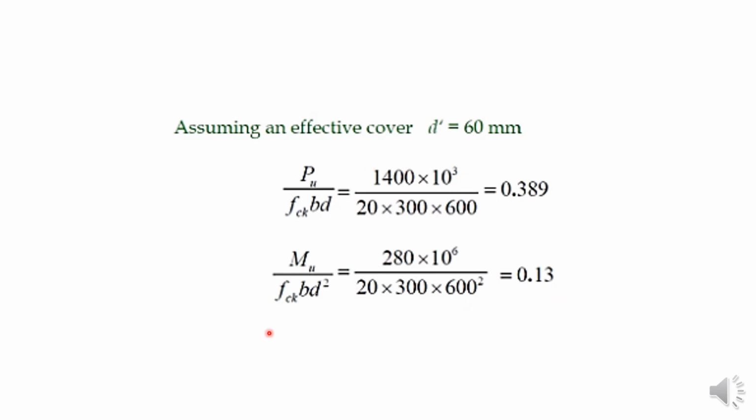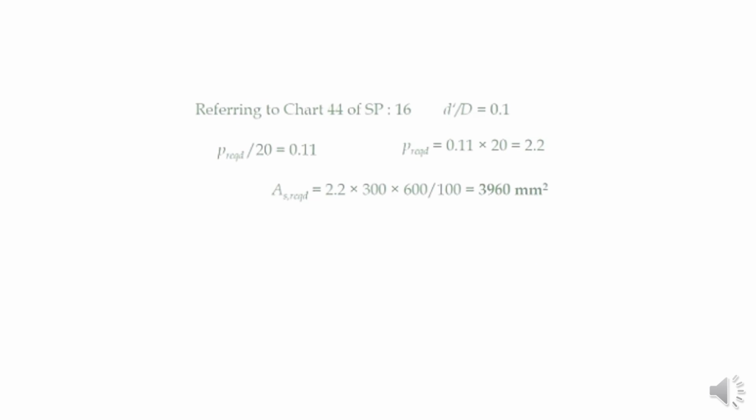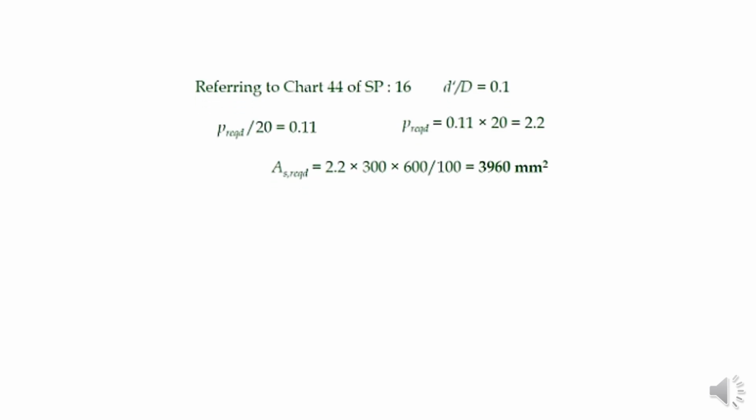Based on the non-dimensional parameters Pu by fck BD as well as Mu by fck BD square, we have to use the SP16 chart where the reinforcement is equally distributed on all 4 sides. We find the value of p by fck, and from that the percentage of reinforcement, and then the area of steel reinforcement. Referring to chart number 44 of SP16, d dash by D: d dash is 60 and D is 600, so the value is 0.1.